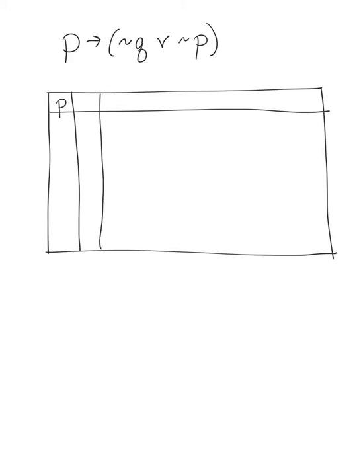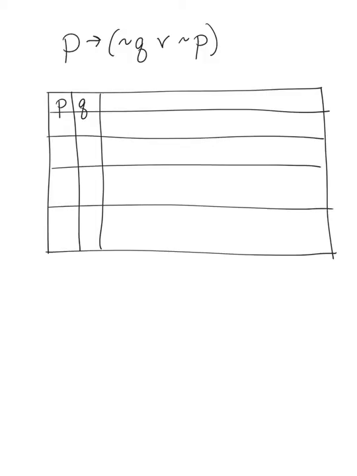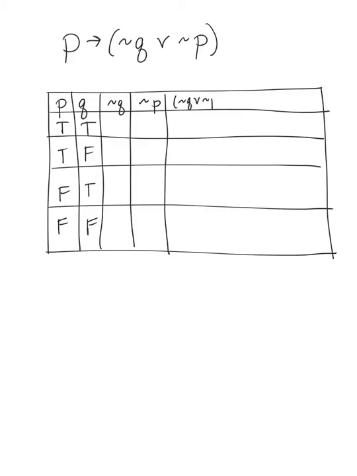We always have our P and our Q. The first is always half trues, half falses. The last one is true, false, true, false. Okay, now let's see what other things we have to come up with here. We have to have a not Q column. We have to have a not P column. We have to have a not Q or not P column. And then we have to have our implication column. Let's see how this goes.